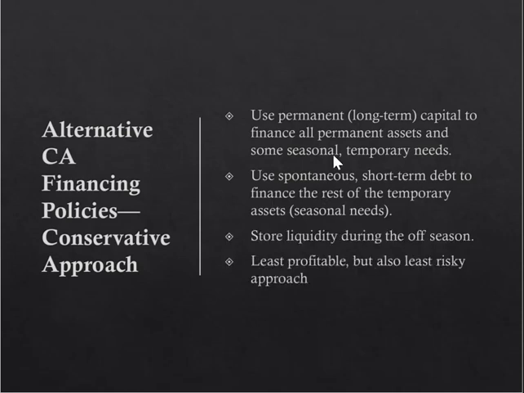If you use a conservative approach, you're going to use permanent capital to finance all your permanent assets and some seasonal temporary needs. And you're going to use spontaneous short-term debt, so payables, predominantly to finance the rest of the temporary assets, your seasonal needs. You're going to store liquidity. You're going to maintain a significant amount of cash during the off season. It's the least profitable, but it's also the least risky approach to managing current assets.